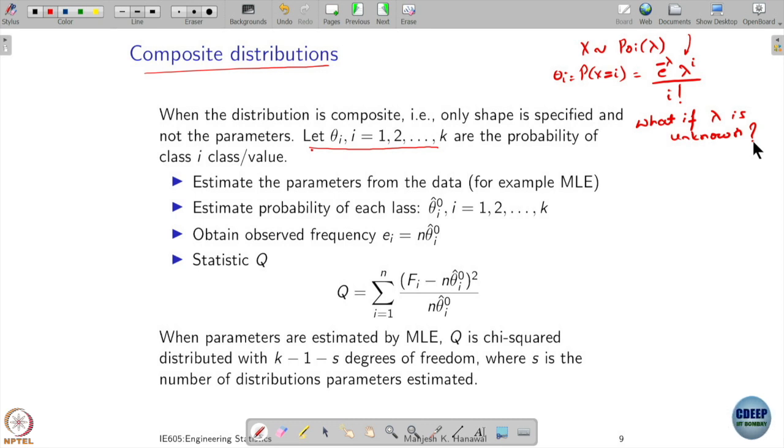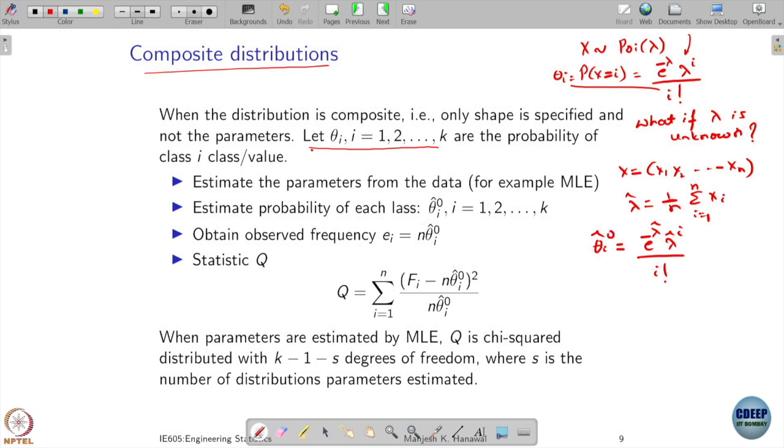But what if I do not know this? In this case, you may estimate this lambda itself from the data. That is, if you have your samples, you can estimate your lambda to be the empirical mean of this data, and we know that this is a good estimator. It is unbiased, and asymptotically it is consistent. And then once we have this, we can plug in this lambda hat in the expression here, and then you get theta_i hat, based on this estimate.